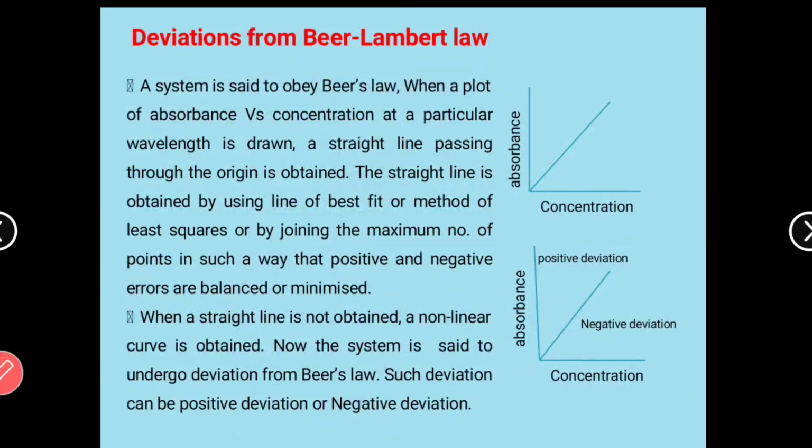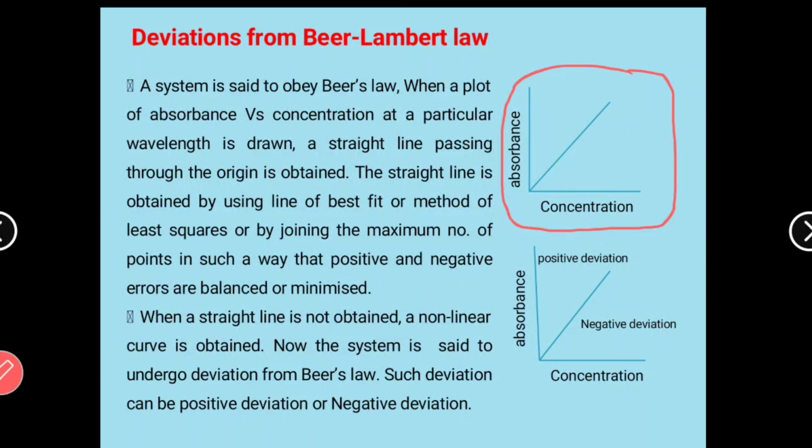Let us learn about deviations from Beer-Lambert's law. A system is said to obey Beer's law when a plot of absorbance versus concentration at a particular wavelength is drawn, a straight line passing through the origin is obtained. You can observe the graph here. Absorbance versus concentration, and a straight line that is passing through the origin.